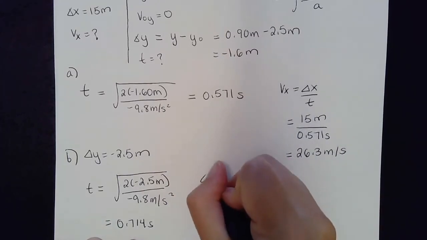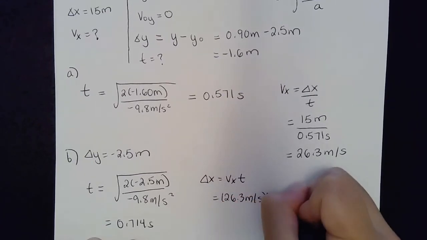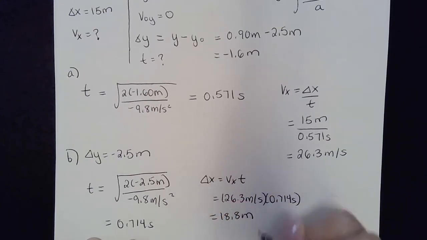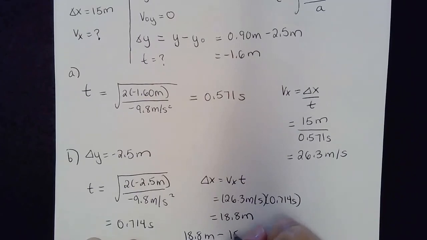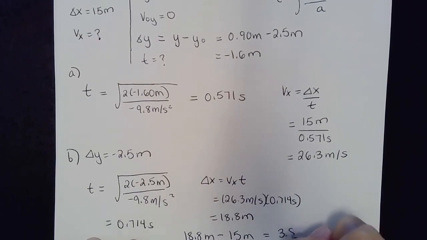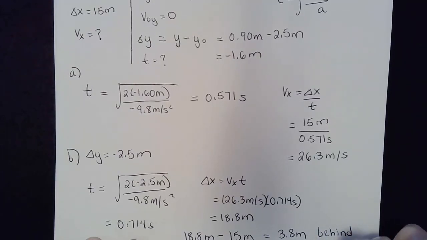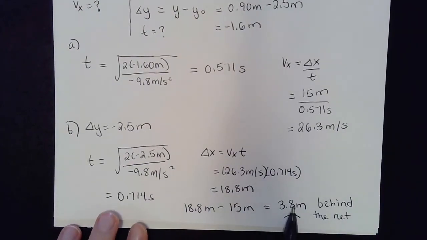And then our total displacement will be Vx times t. So the speed we found, 26.3 meters per second times 0.714 seconds, which is 18.8 meters. Okay, so it reaches the distance of 18.8 meters from where it started, which is 18.8 minus 15 equals 3.8 meters behind the net. That's where it lands. Okay, so its final displacement where it hits the ground after just clearing the net is 3.8 meters behind it.